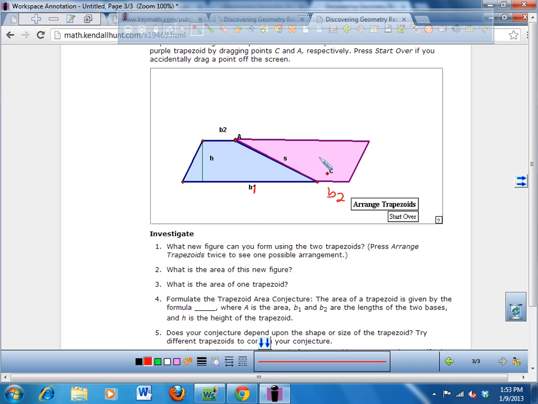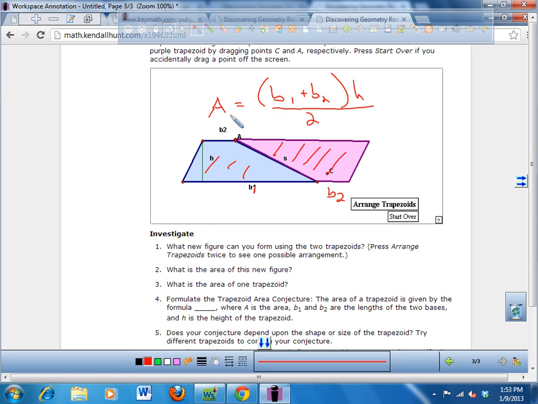So how would I find the area of this parallelogram, this whole thing? Well, wouldn't it be base 1 plus base 2 times what? Times the side? Not times the side, times the height. Right? But if I just want to find one of these, like that one or this one, what do I do? Divide it by 2. So that, ladies and gentlemen, is where the formula for the area of a trapezoid comes from.